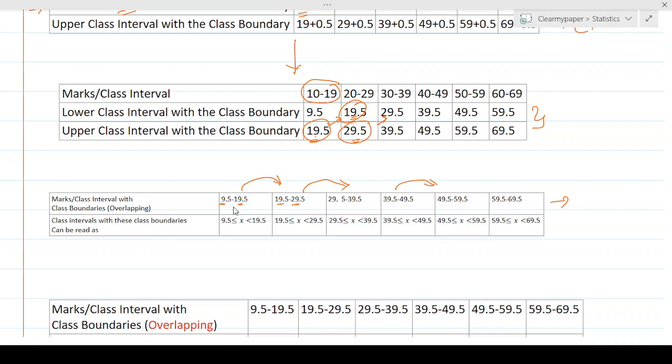The first boundary is any value greater than 9.5. It could be equal to 9.5, but it will be less than the upper boundary 19.5. So if you see here, there is a greater than or equal to sign here, but there is only a less than sign here. Similarly, if someone has scored 19.5, he will not come in this class interval. It will be counted into the next class interval. That's what it means.